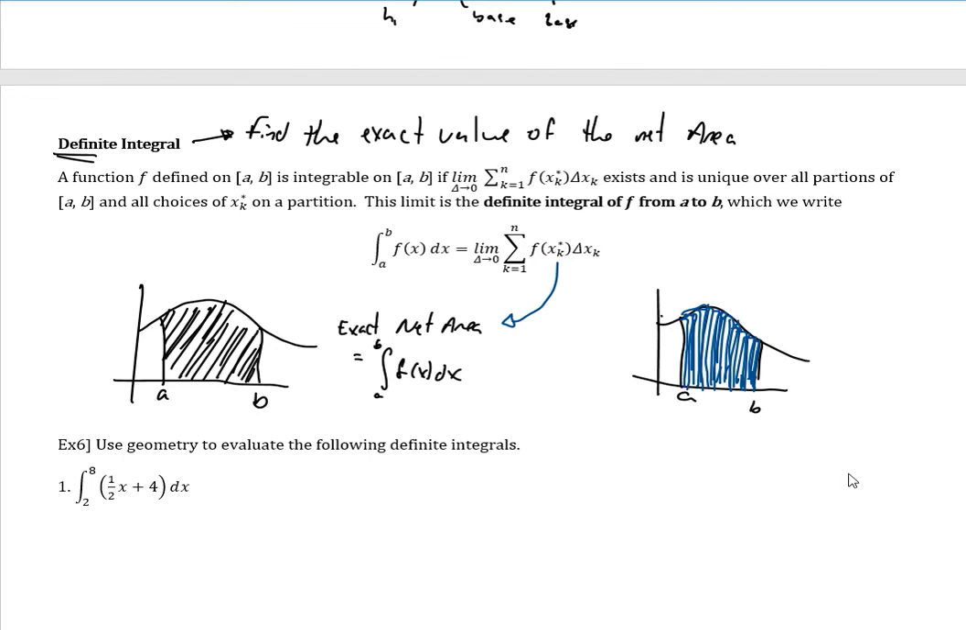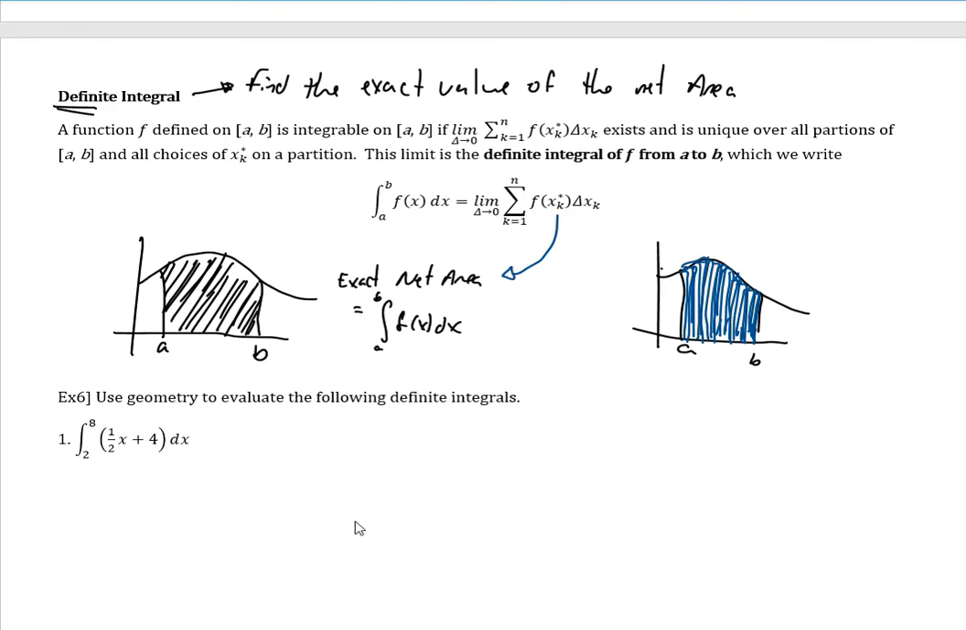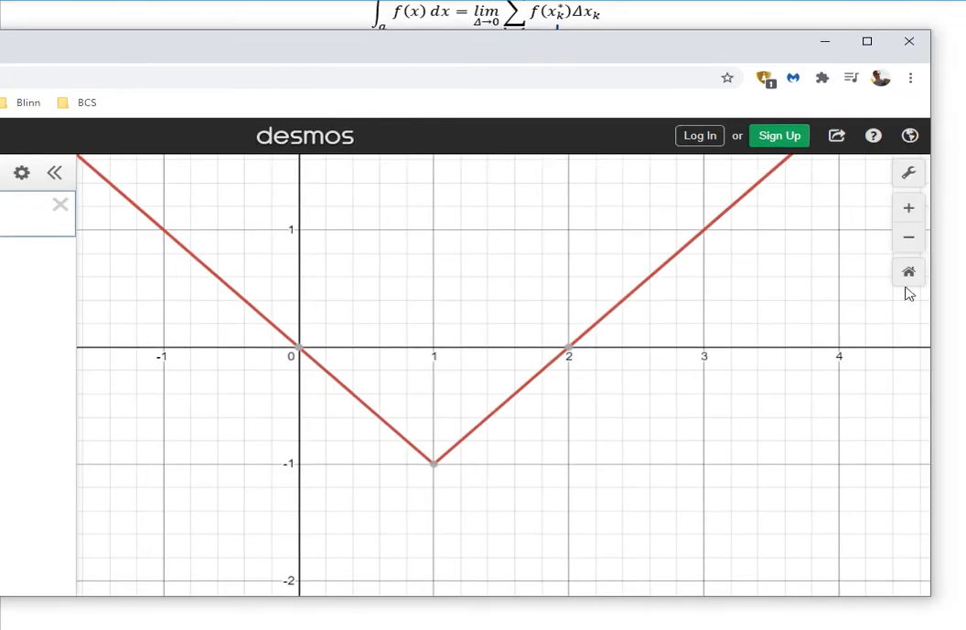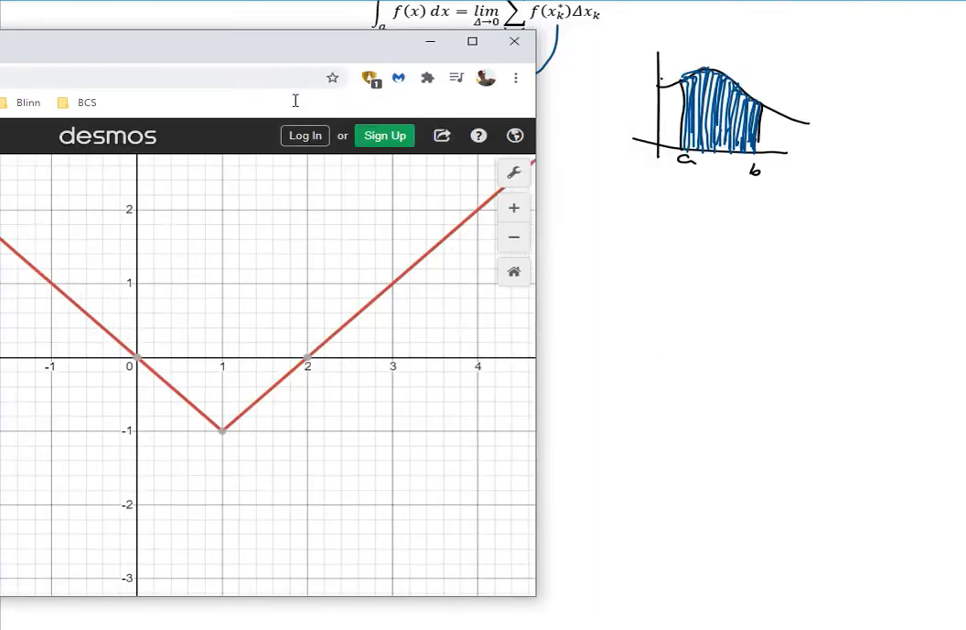So this here is just saying it will be equal to this, and it's easy to do. But first, all we're going to do is use geometry to evaluate these definite integrals. In number 1, it says use geometry to evaluate the definite integrals. Here, I'm going to just sketch this graph, 1/2 x plus 4. If we want to, we could even use our calculator, just to really verify.